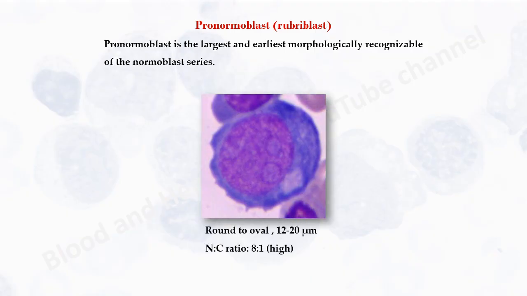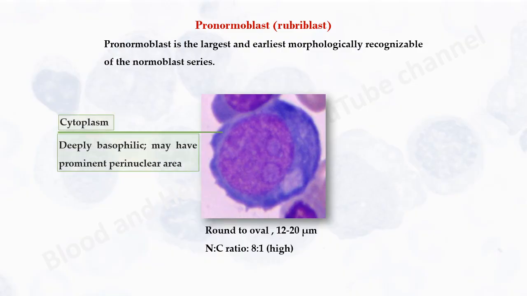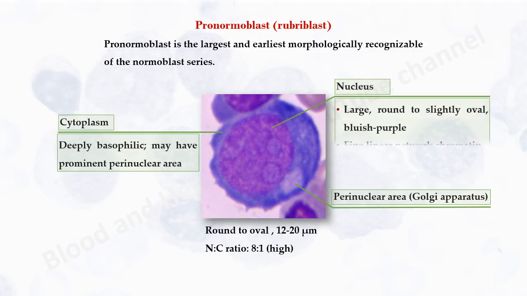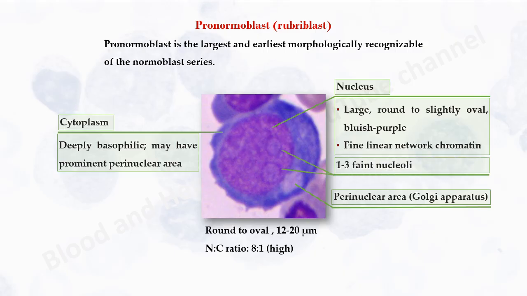Pronormoblast is the largest and earliest morphologically recognizable of the normoblast series. Pronormoblast is round to oval and about 12 to 20 micrometers in diameter with a high nucleus to cytoplasm ratio. The cytoplasm contains a large number of ribosomes and stains deeply basophilic. A pale area next to the nucleus, or perinuclear area, is sometimes apparent. This represents the Golgi apparatus, which does not take up the dyes of the Romanowsky stain. The nucleus is large and round to slightly oval. The chromatin is in a fine linear network often described as lacy. The nucleus contains 1 to 3 faint nucleoli.